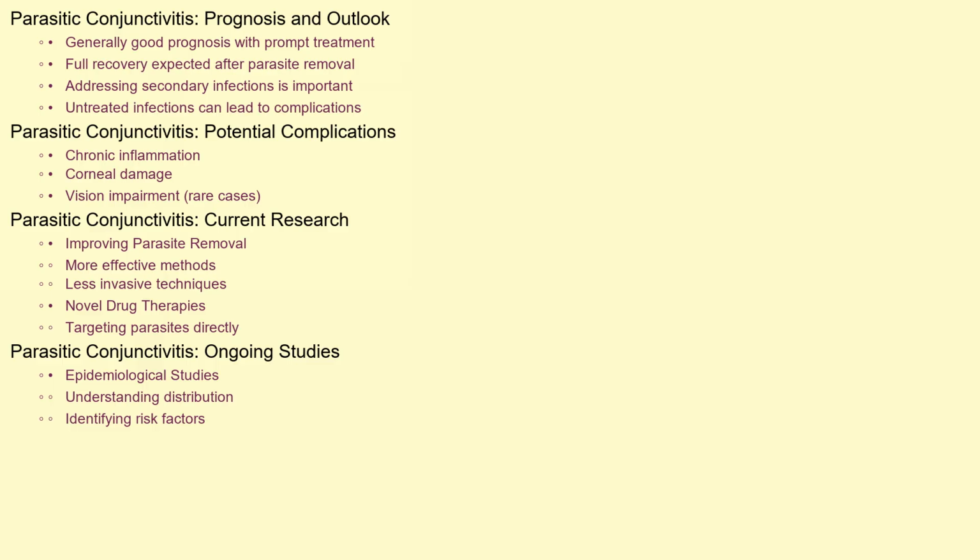The prognosis for parasitic conjunctivitis is generally good with prompt and appropriate treatment. Once the parasites are removed and any secondary infections are addressed, most patients experience a full recovery without lasting complications. However, untreated infections can lead to chronic inflammation, corneal damage, and in rare cases vision impairment.